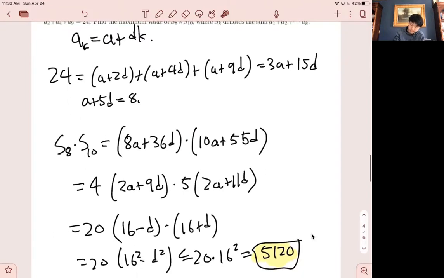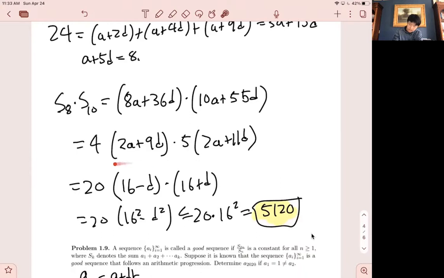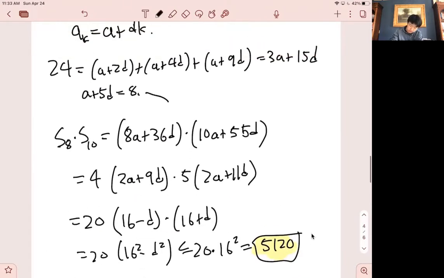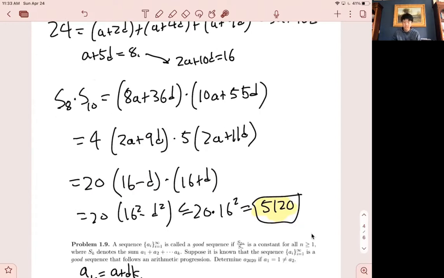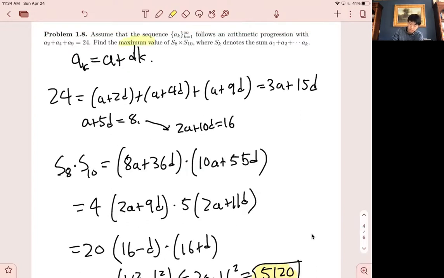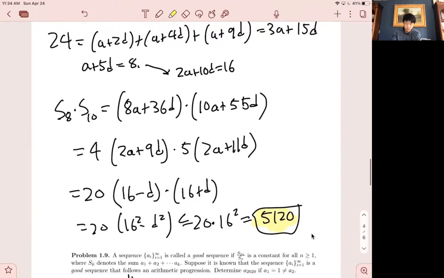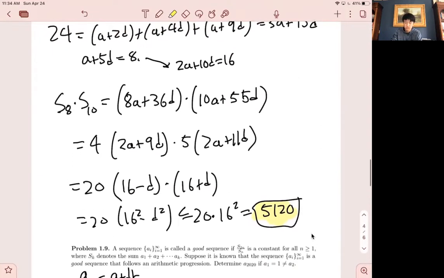We can pull out some common terms. So 4 times 2a plus 9d, times 5 times 2a plus 11d. And then this is where what I did earlier comes into play. We write 2a plus 10d as 16. And then that way we can write this as 16 minus d, and this as 16 plus d. So this gives us 20 times 16 squared minus d squared. And since we're trying to maximize the value, we should take d equals 0 here. And so we get 20 times 16 squared, which is 5,120.